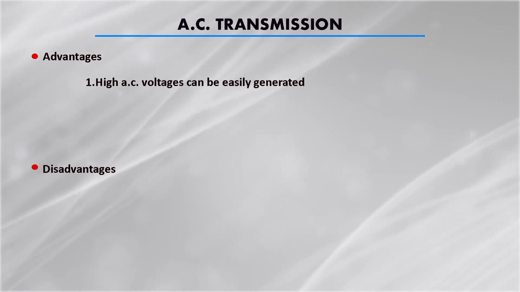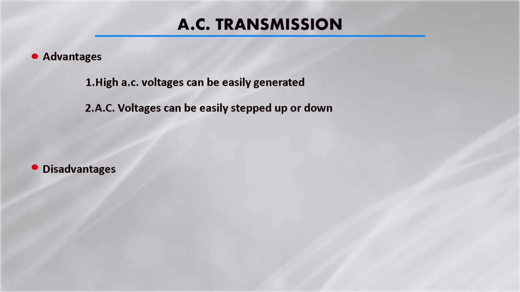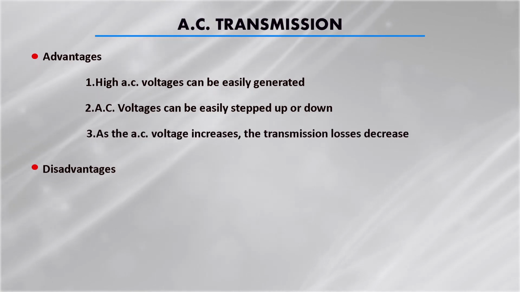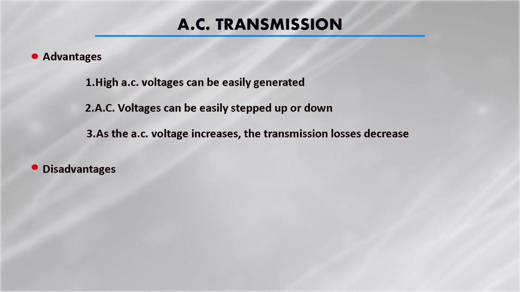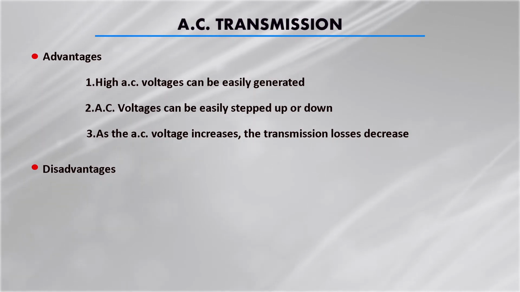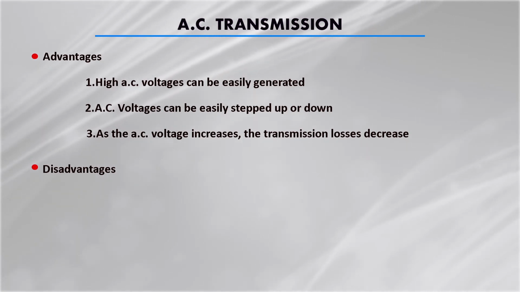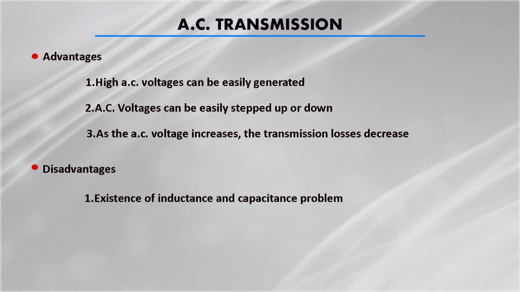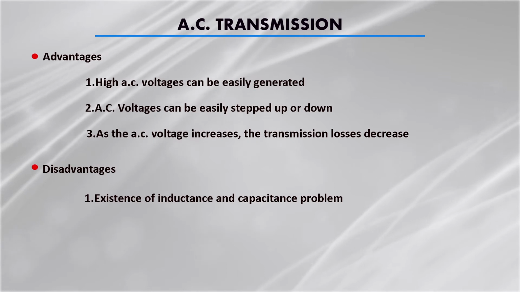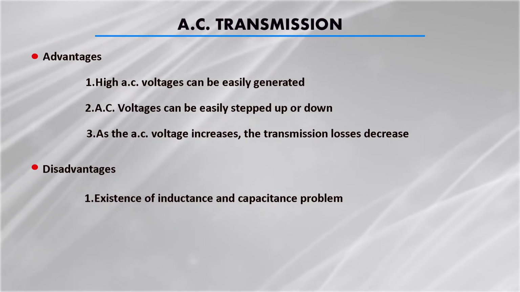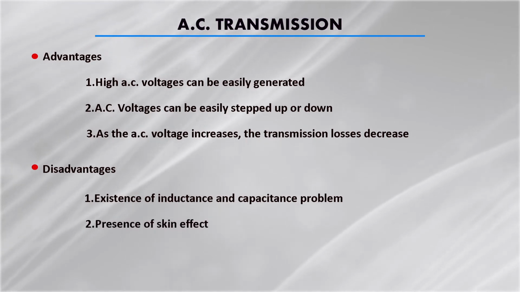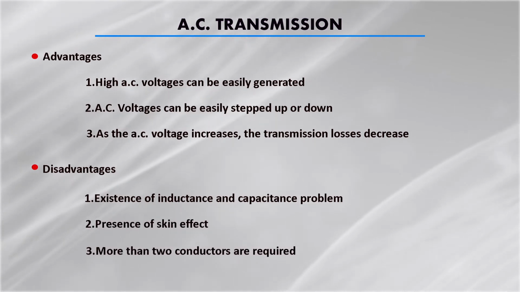The advantage of AC transmission is that high AC voltages can easily be generated, and AC voltages can easily be stepped up or stepped down. As the AC voltage increases, the transmission loss decreases. Some disadvantages of AC transmission are the existence of inductance and capacitance, because of which some reactive power losses occur, the presence of skin effect, and more than two conductors being required.